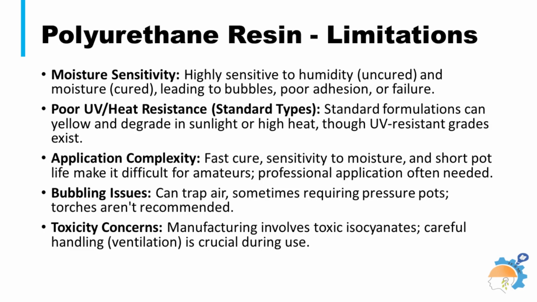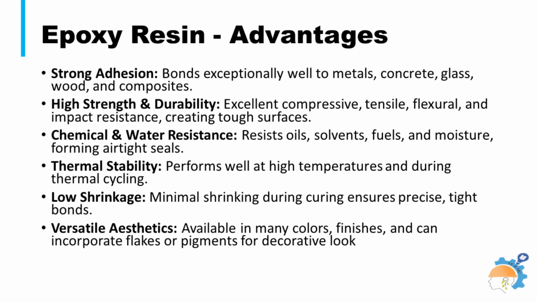PU resin has limited UV and heat resistance. Moisture sensitivity causes bubbles, and there is potential toxicity from isocyanates, and fast cure times challenge beginners during handling. Its sensitivity to moisture and heat demands precise application. Hand layup, vacuum infusion, autoclave molding, filament winding, RTM, and prepreg methods produce parts from this resin.